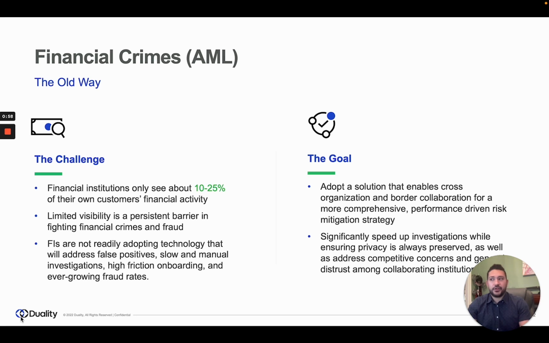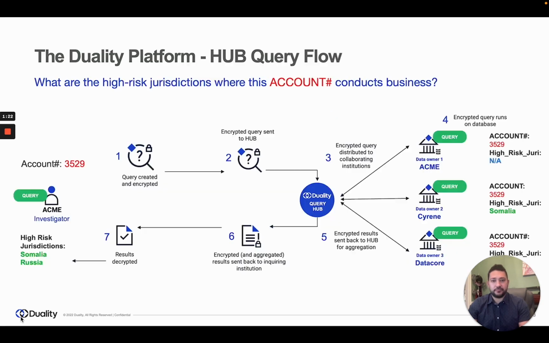However, if banks could collaborate with other financial institutions to build a more complete view of risk and of their customers' financial activity, they could cut costs, mitigate risks, improve profitability, and significantly speed up investigations. However, this collaboration also needs to meet all data privacy and financial regulations, as well as address competitive concerns and general distrust among collaborating institutions.